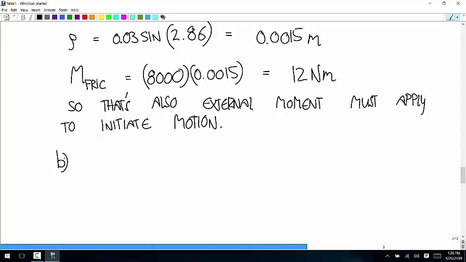Now we want to do basically the exact same thing, but now we're talking about it already moving, and we just want to know the moment that we need to exert to keep it moving, without any angular acceleration. Do you think that moment's going to be bigger or smaller than the one we just calculated? It is going to be smaller, and why do you think that is? The coefficient of friction is less when it's moving. And mathematically, that means that angle theta is going to be smaller, and if that angle theta is smaller, then that moment arm is smaller.